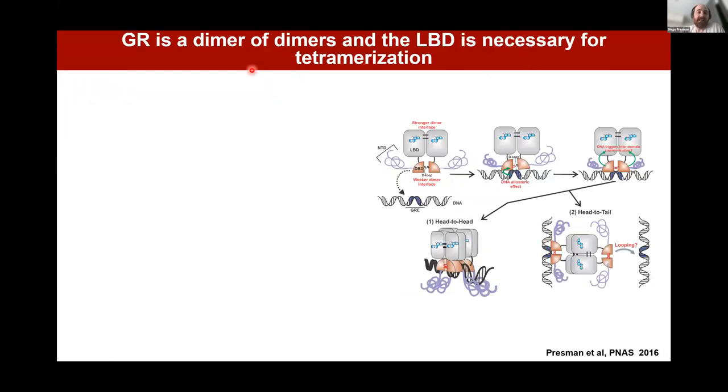So with that, and other experiments and some other work from others, we came up with this model where GR is basically a dimer and it binds to DNA. There's a conformational change in the DNA binding domain, which somehow also triggers a conformational change in the LBD, which is the one ultimately responsible for the tetramerization. And we don't know if the tetramer is a head-to-head or a head-to-tail configuration. We don't know that yet.